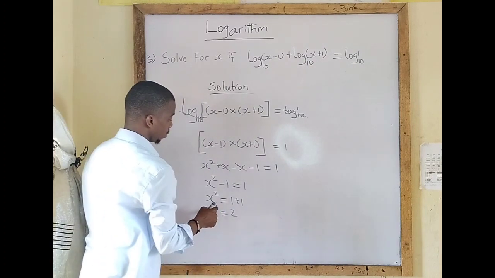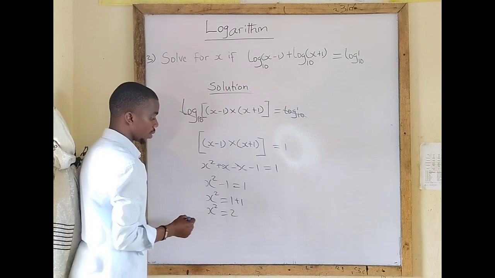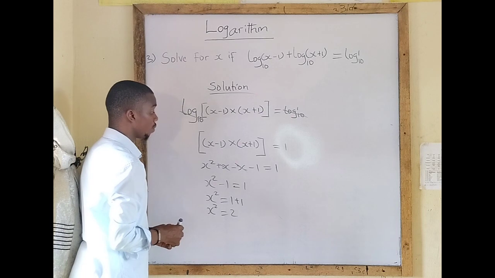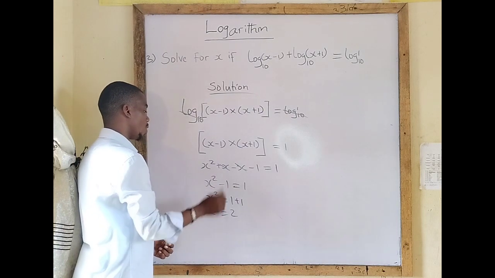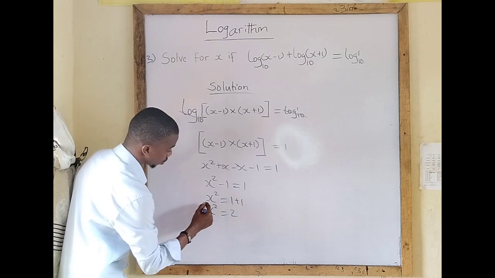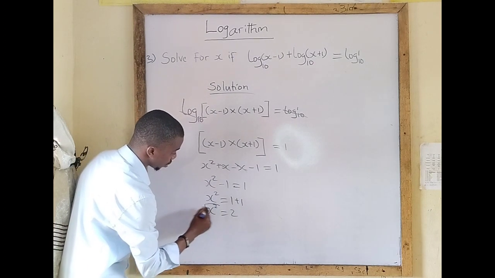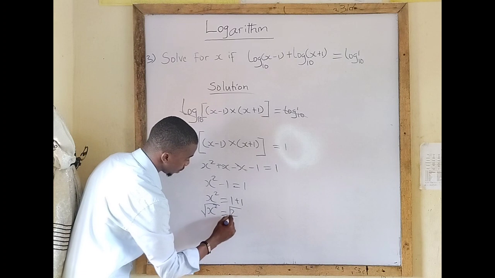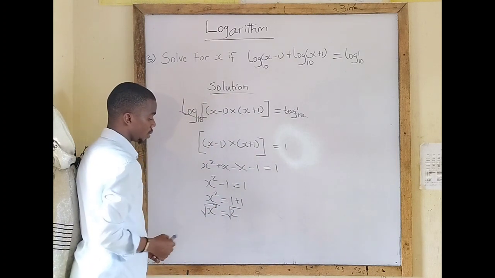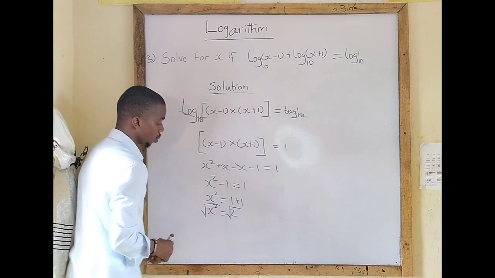We are not looking for the value of x squared, rather we are looking for the value of x. Because we are looking for the value of x, we have to take the square off. For us to take the square off, we take the square roots of both sides, because it is an equation. Take square root of both sides to take the square off.